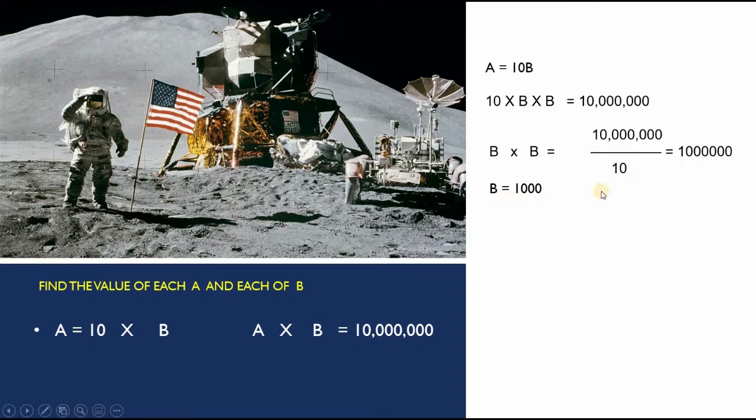If you remember the multiplication table of tens, hundreds and thousands, a thousand multiplied by a thousand makes 1 million. So if B multiplied by B is equal to 1 million, then B is equal to 1000. If B is equal to 1000, and A is equal to 10 multiplied by B, then 1000 multiplied by 10 is equal to 10,000. Then A is equal to 10,000.